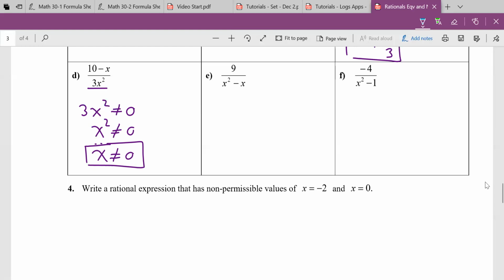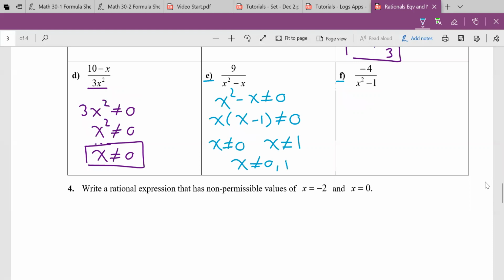Now on E and F, we're at a really good level for Math 30-2 here. What we need to do here is what we did earlier. We're going to factor. So again, I make a little mini equation. Greatest common factor is x, and you see why that factoring was so important we did last lesson. Now what we have is x can't equal 0 or x can't equal 1. There's your non-permissible values, and we'll combine that into one statement.